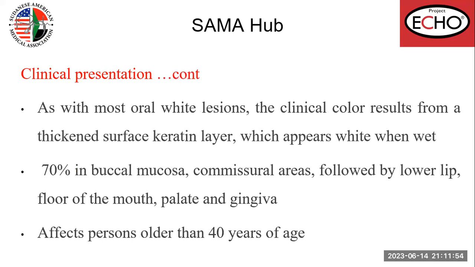As with most oral white lesions, the clinical color results from a thickened surface keratin layer, which appears white when wet to the naked eye, and it appears quite red under the microscope. 70% of leukoplakias are found in buccal mucosa, commissural areas, followed by the lower lip, floor of the mouth, palate, and gingiva. It usually affects persons older than the age of 40, but it's not a fixed rule. It's a generalized observation.